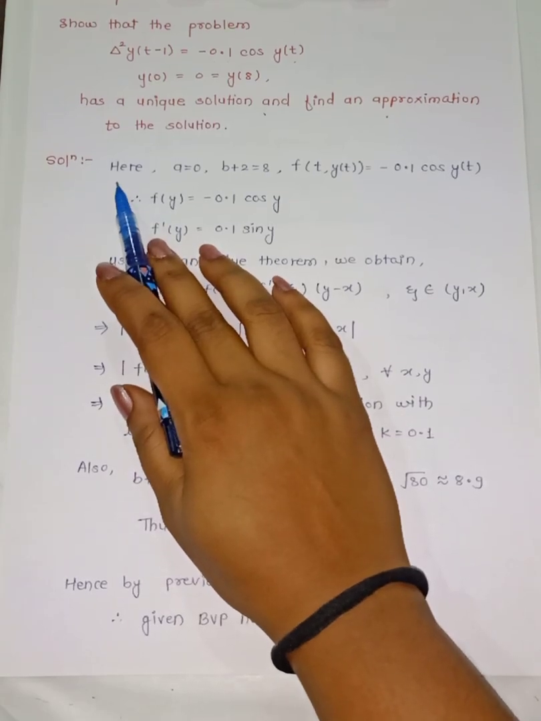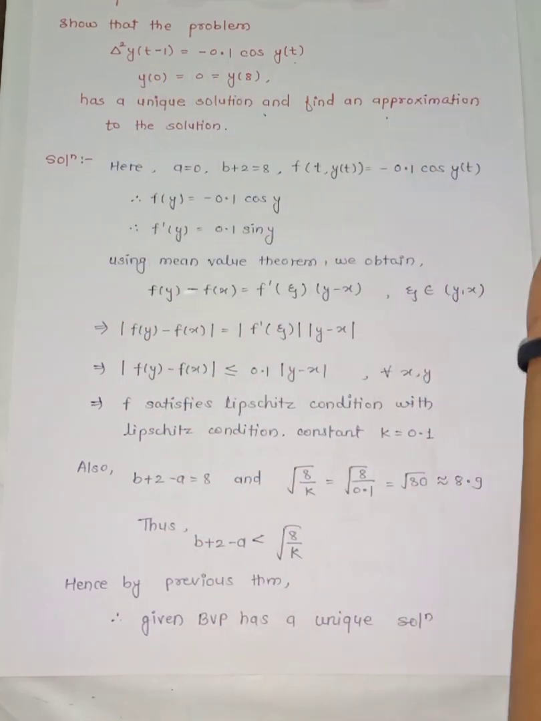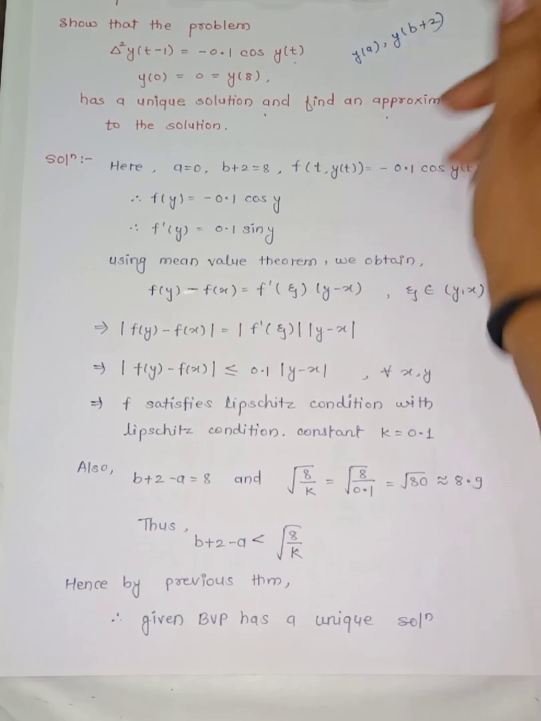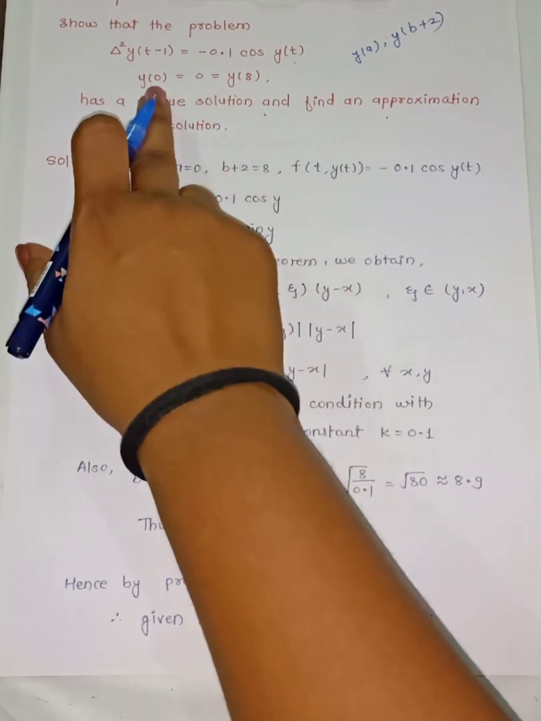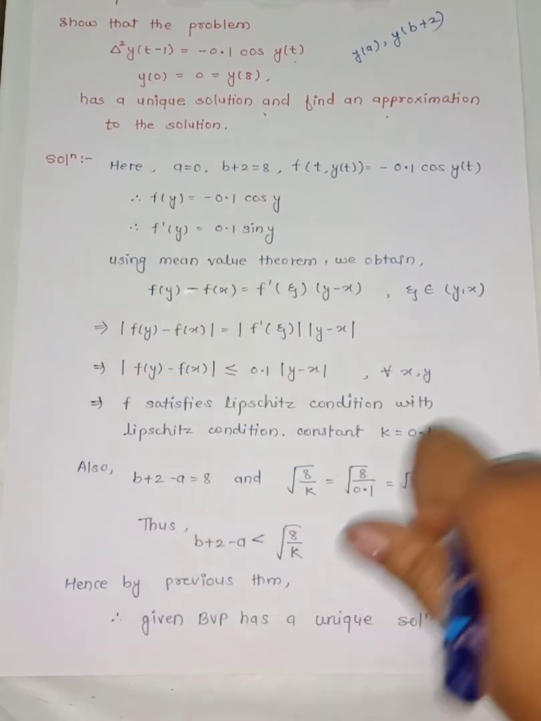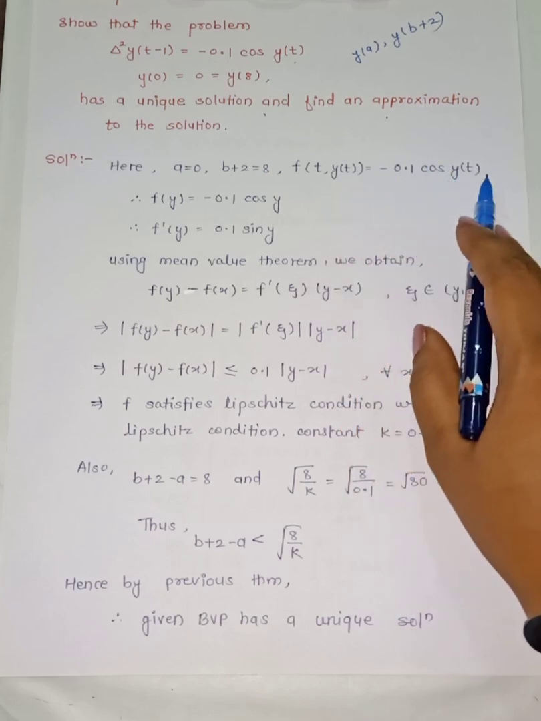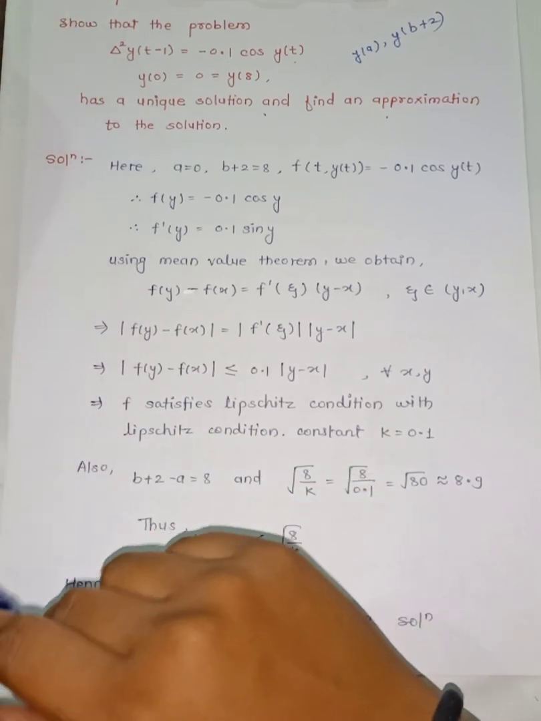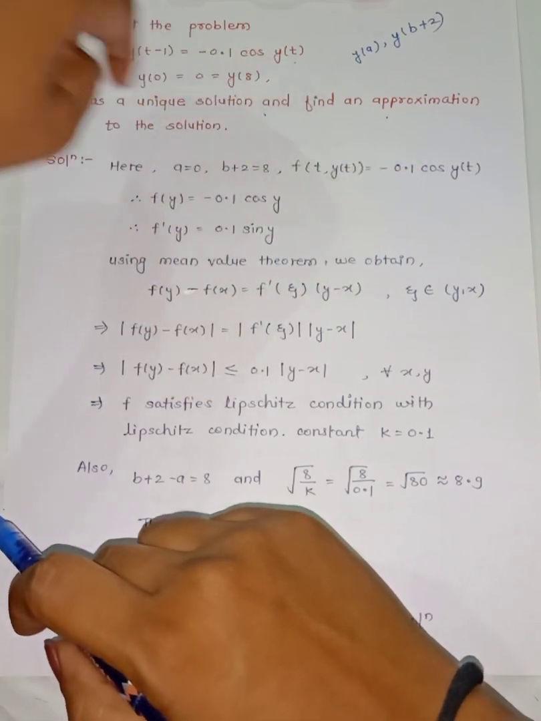इथे आपल्याला दिलेलं आहे की a ची व्हॅल्यू काय आहे? 0. आपल्याला कंडिशन कशा दिलेल्या असतात? y(a) आणि y(b plus 2). सो या दोन कंडिशनच्या जागी आपल्याला काय दिलेलं? y(0) आणि y(8). सो a ची व्हॅल्यू 0 आणि 8 च्या जागी b plus 2, सो b plus 2 ची व्हॅल्यू 8, आणि f(t, y(t)) ची व्हॅल्यू काय आहे? Minus 0.1 cos y(t). याला जर तुम्ही last theorem मधल्या आपल्या BVP शी consider करून पाहिलं तर f(t, y(t)) ची व्हॅल्यू मिळेल आपल्याला minus 0.1 cos y(t).